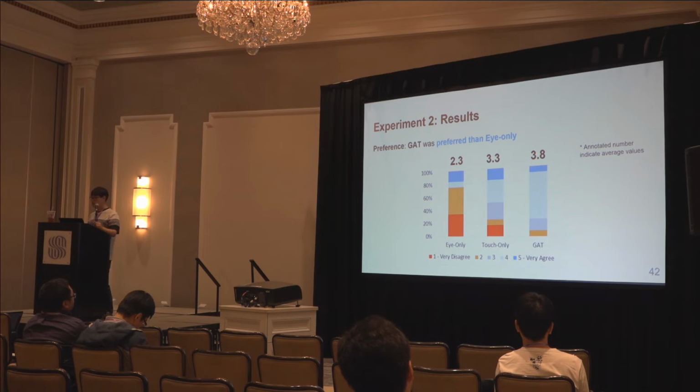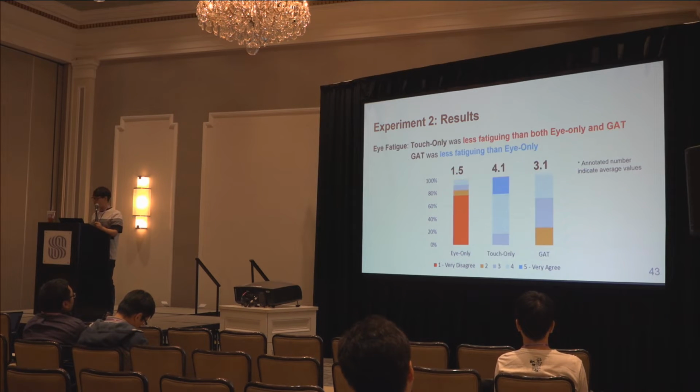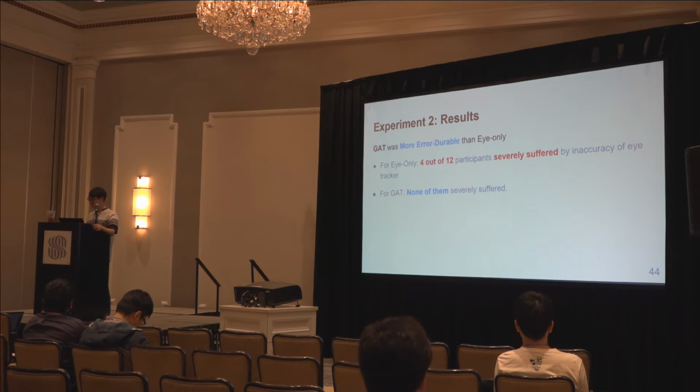And next is the preference. GAT was more preferred than the eye-only method. And for eye fatigue, GAT was more fatiguing than the touch-only method, unfortunately, but less fatiguing than the eye-only method. So we met our goal, maybe. Finally, for the eye-only method, 4 out of 12 participants severely suffered from the inaccuracy of the eye tracker. But for GAT, none of them severely suffered from inaccuracy. So we concluded GAT was more error durable than the eye-only method.